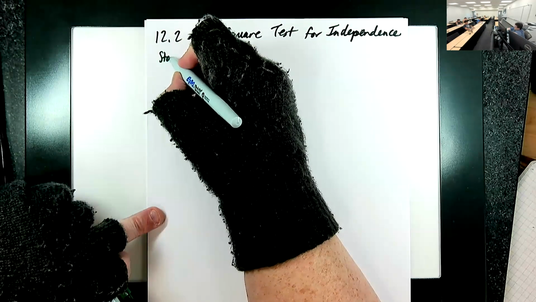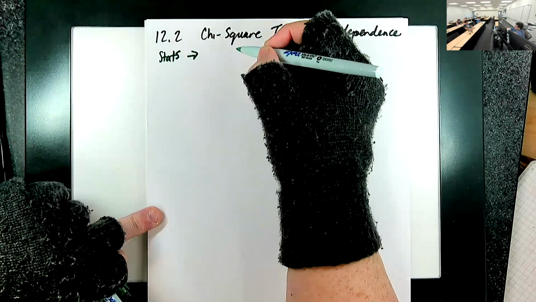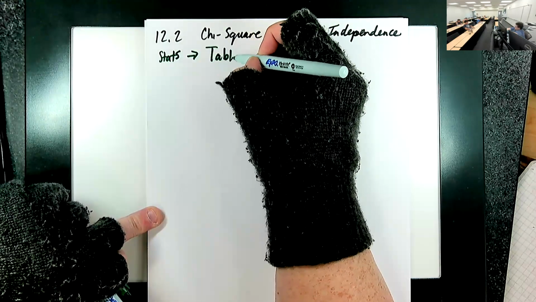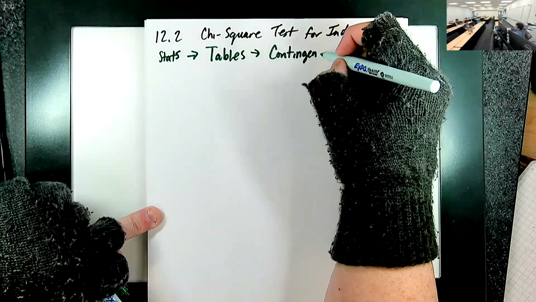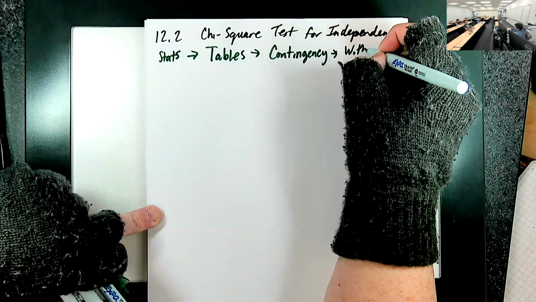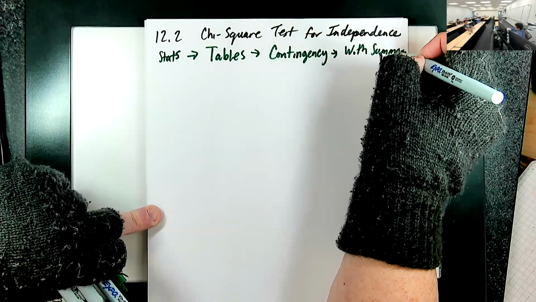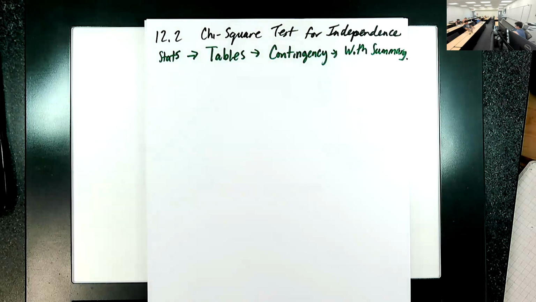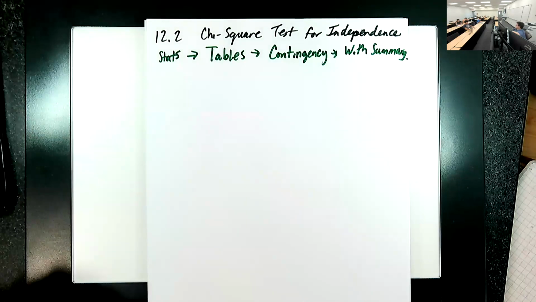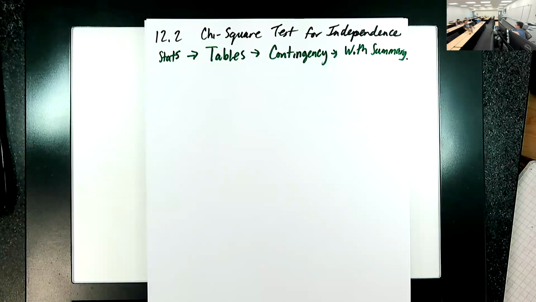Your StatCrunch command is stats, tables, contingency, with summary. So this is generally the one that has the full table. The biggest table in the homework set or in the practice one is more than likely this problem right here, the chi-square test for independence.